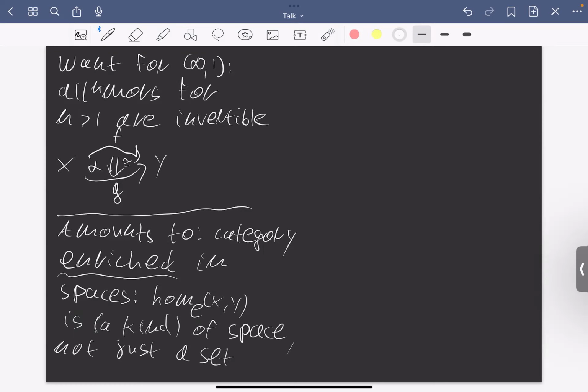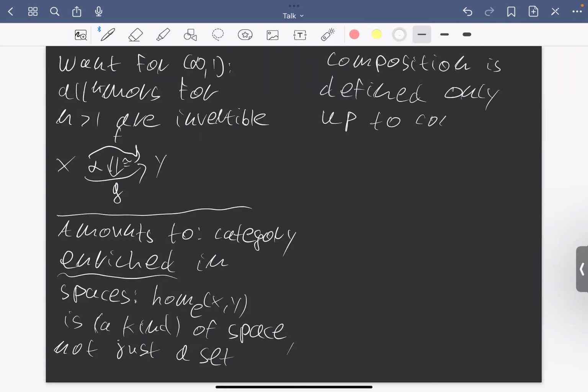And what this implies is that composition now is not given as a strict operation as would be the case for one categories, but it's defined only uniquely up to contractibility and not literally. It's not a given strict structure as it would be in the case of one categories. So it's only defined uniquely up to contractibility. And what does that mean?